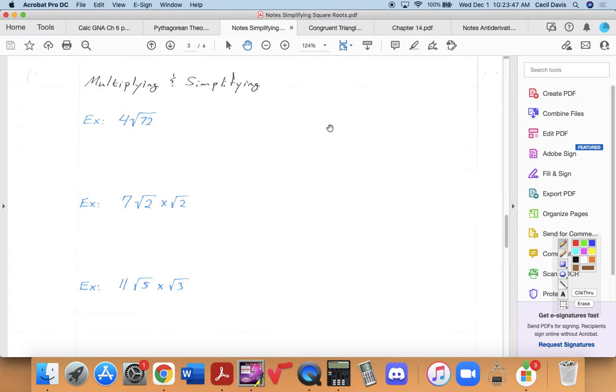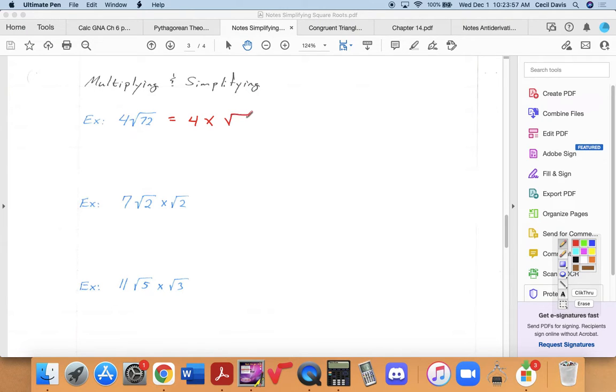So when you're multiplying, sometimes the multiplication isn't written out for you, like in this first example. This really means 4 times the square root of 72.